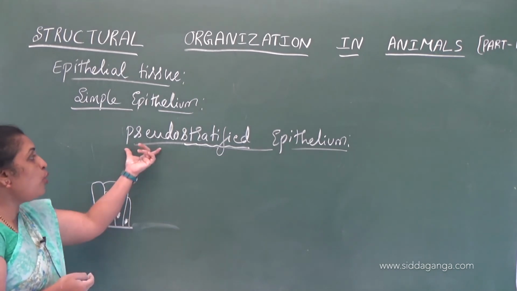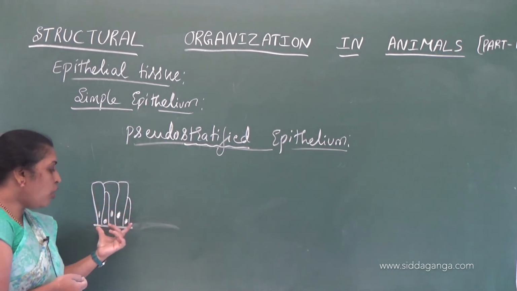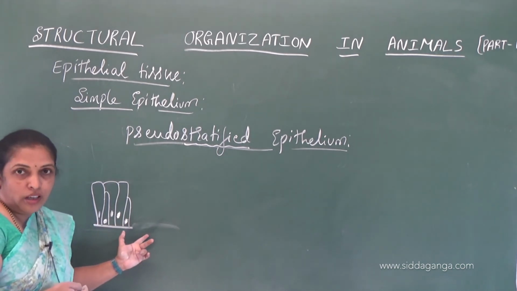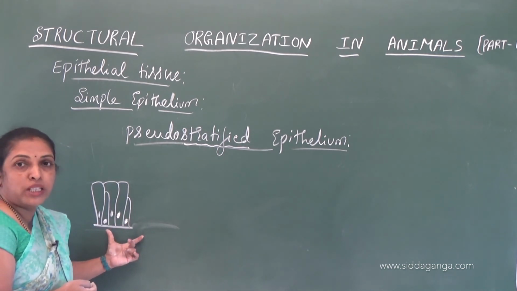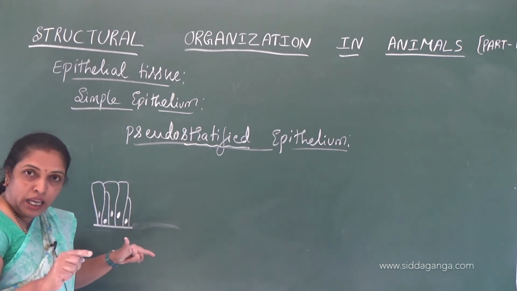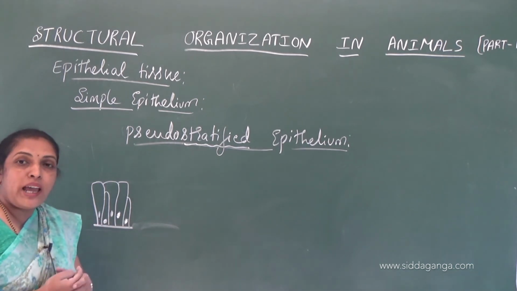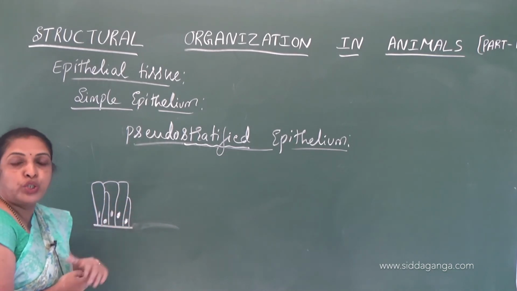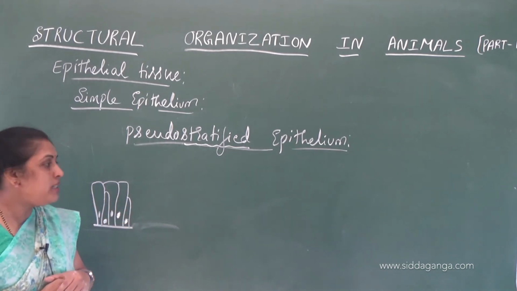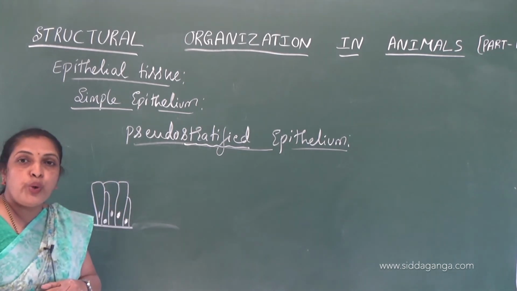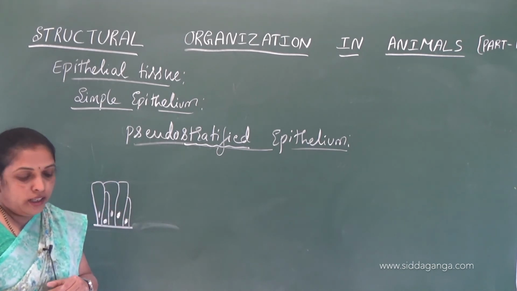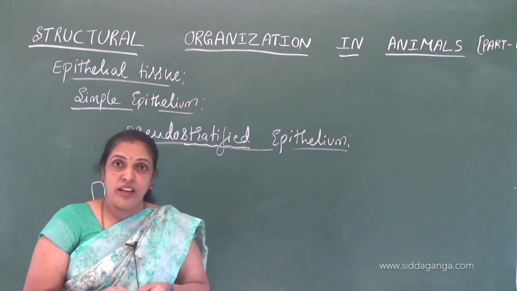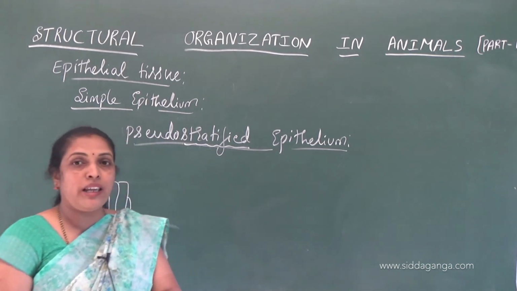Understood? So pseudo means false. Why is it false? Because it is a single layer only. The cells are arranged on the basement membrane in a single layer only, but it looks like many layers due to the variation in length and position of nucleus in those cells. That's why it is called pseudo stratified epithelium. It is mainly seen in salivary glands and also in the nasal cavity.